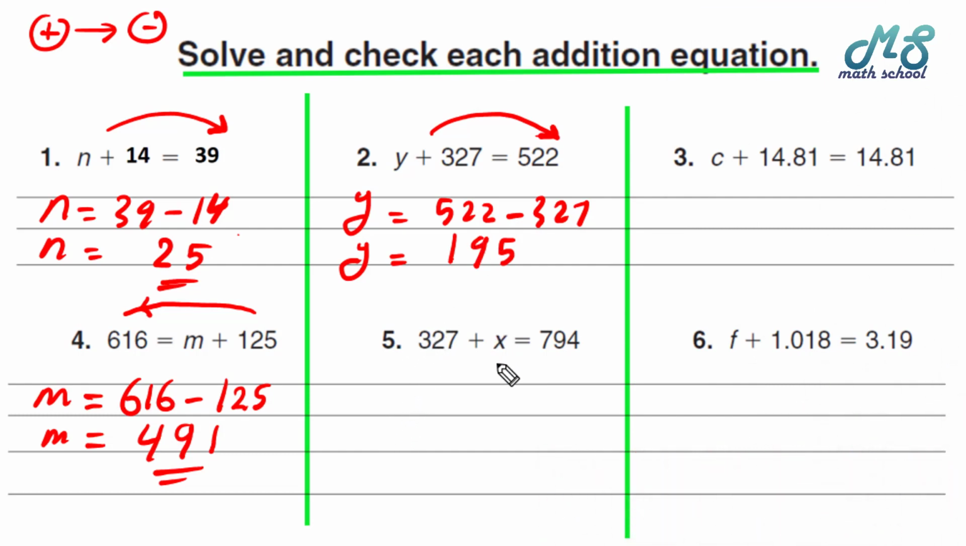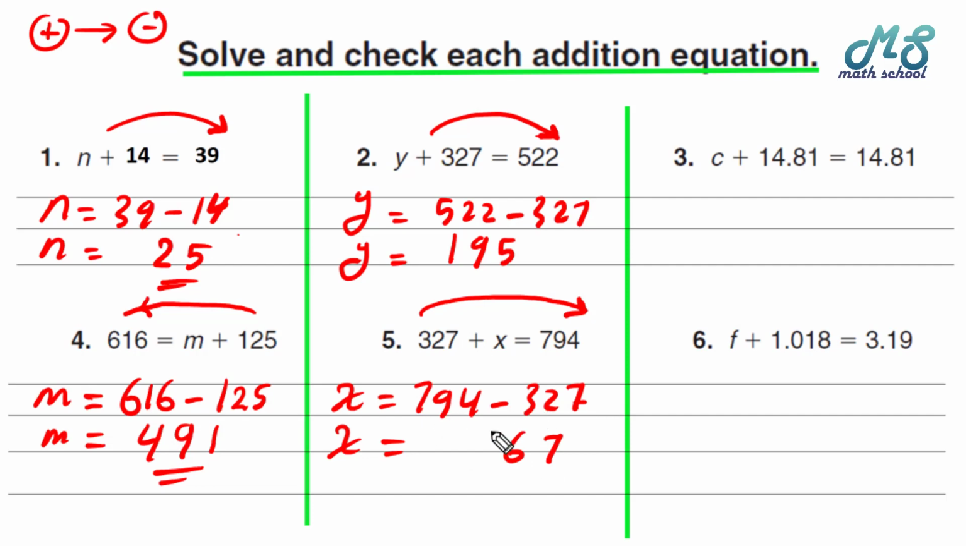Next, to find the value of x, 327 plus x equals 794. To find the value of x, just move 327 to be subtracted. Now we get x is equal to 794 minus 327. You have to regroup. Now x equals 14 minus 7 equals 7. 8 minus 2 equals 6. 7 minus 3 equals 4.